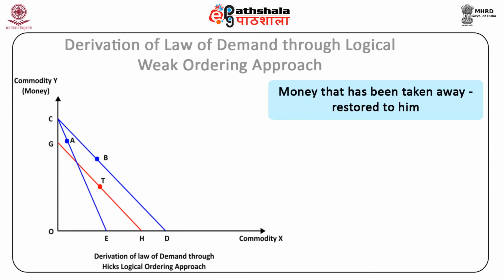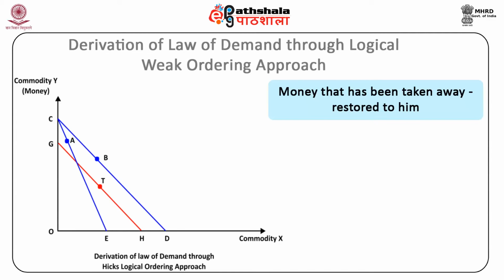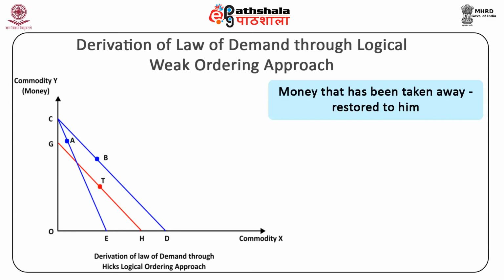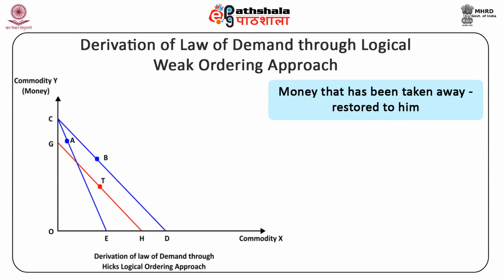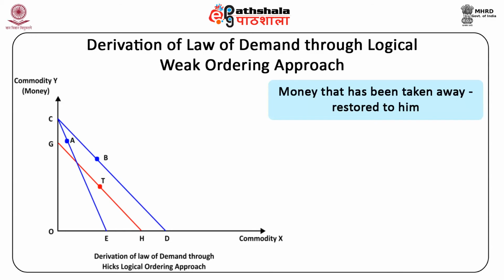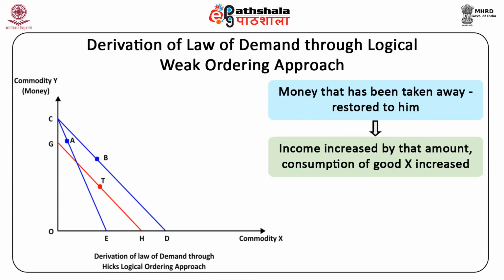With this increase in income, whether the consumer will buy more of commodity X or less at T cannot be explained with the help of consistency test. But empirical evidence shows that in most of the cases, the consumption of a commodity increases with the rise in income. Thus, when the consumer is at combination A and his income is increased by the amount that had been taken away from him, he will still increase his consumption of good X.